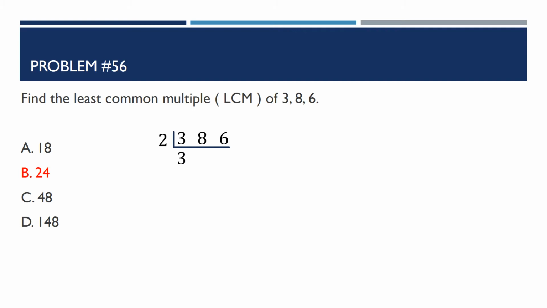Then we divide 8 by 2, it's 4. 6 divided by 2 is 3. Now we have two 3's, so we divide by 3. 3 divided by 3 is 1. 4 cannot be divided by 3, so we just copy it. And 3 divided by 3 is 1. Then there's no more common divisor for any of these numbers, so we can now multiply them to get the LCM. So 2 times 3 times 1 times 4 times 1 will give you 24.